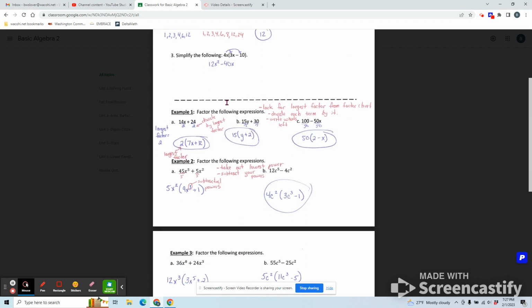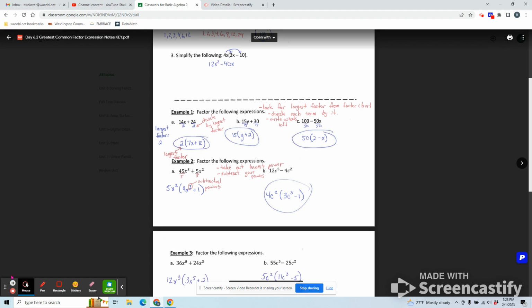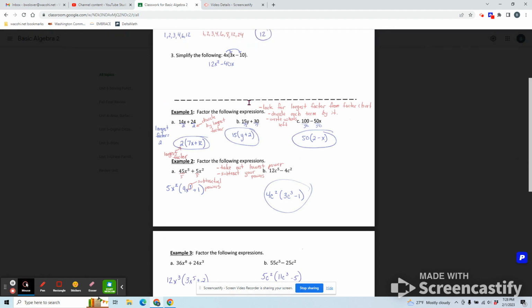Example 1 says factor the following expression. I've got a bunch of red notes here, and let's make sure we take the time to read them. It says we're going to look for the largest factor from the factor chart, divide each term by that greatest common factor, and then write what's left in the parentheses. So let's see this in action.